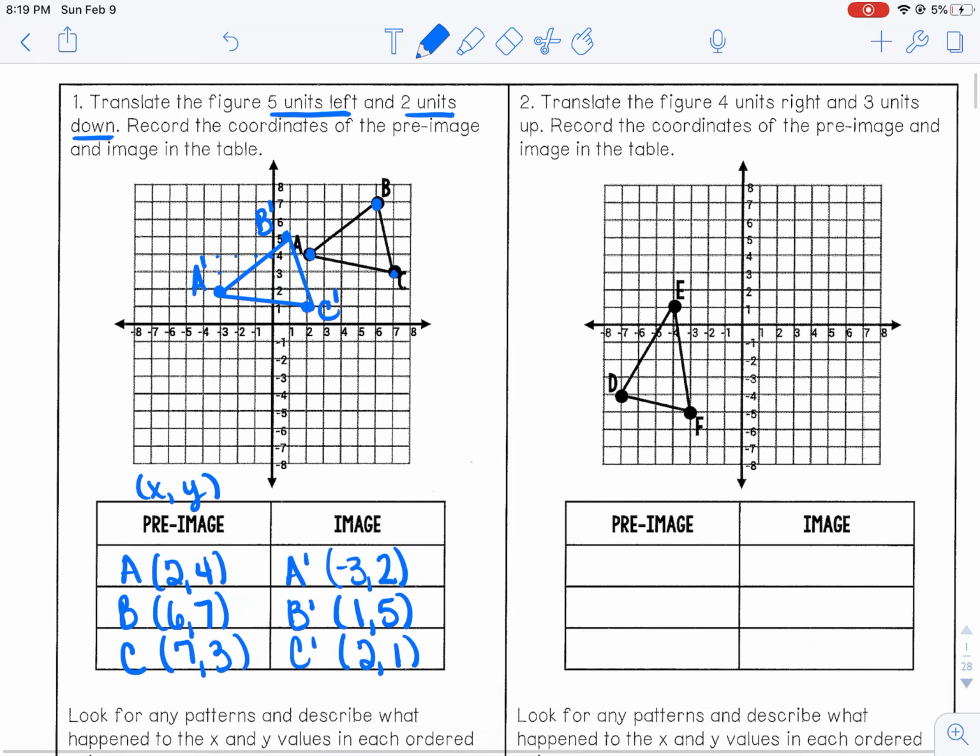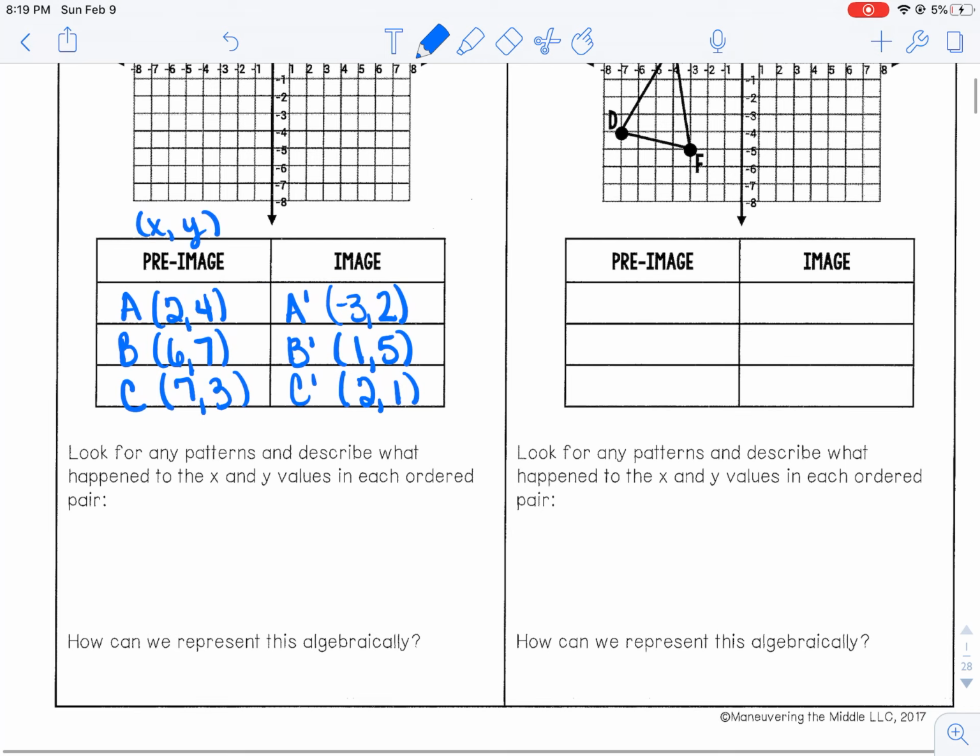All right, so look for any patterns that describe what happened to the X and Y values in each ordered pair. So if I'm looking at, let's see, 2 to -3, 6 to 1, 7 to 2. Do you see what happened? It looks like because we moved left 5, it decreased all of the X values by 5.